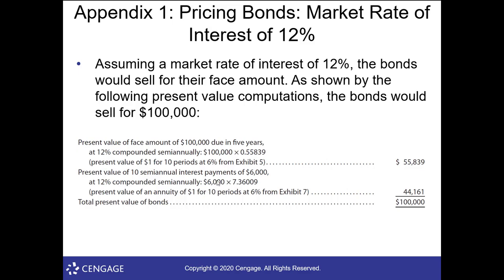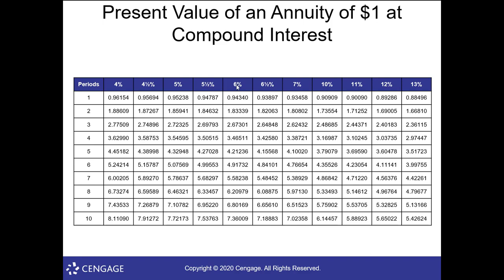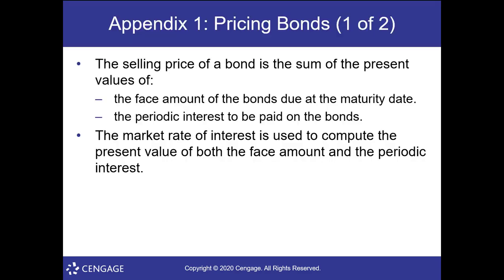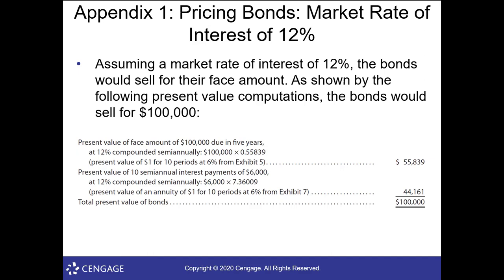Then you go to table 2 for the $6,000 semi-annual interest payments. Go to 6% down to 10. You get 7.36009. And that's $44,161. Add the two together, you get the face value of $100,000.